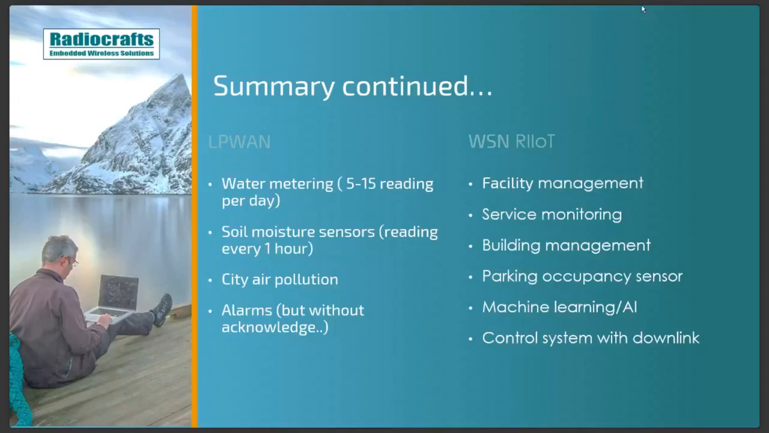So with Riot, you have other types of applications which suit better. That means facility management of a property. You have service monitoring, building management, parking occupancy sensors, machine learning or AI, where you need more data in order to do back-end artificial intelligence, for instance, for predictive maintenance. Also, if you want to have control systems where you need an active downlink to control something, you would like to use Riot.